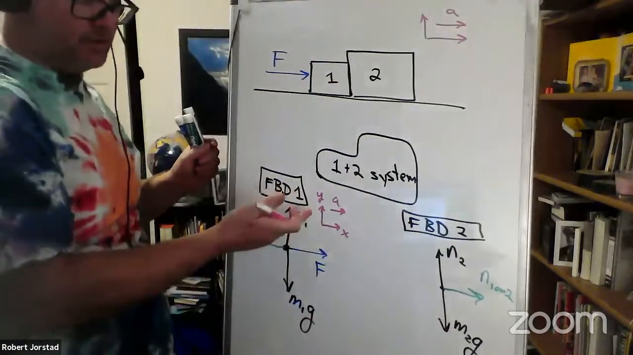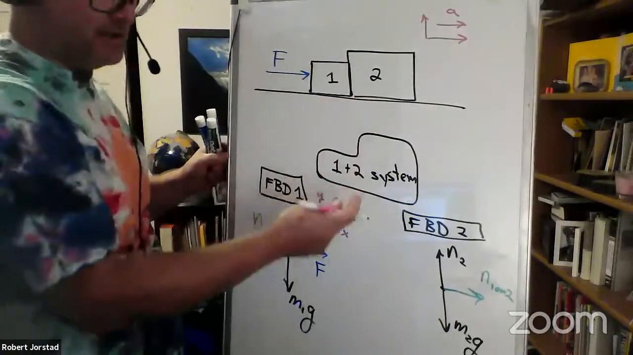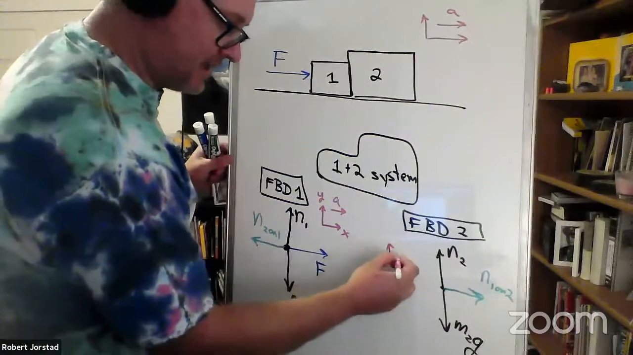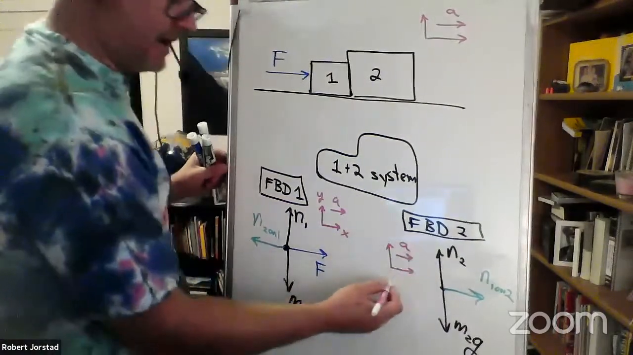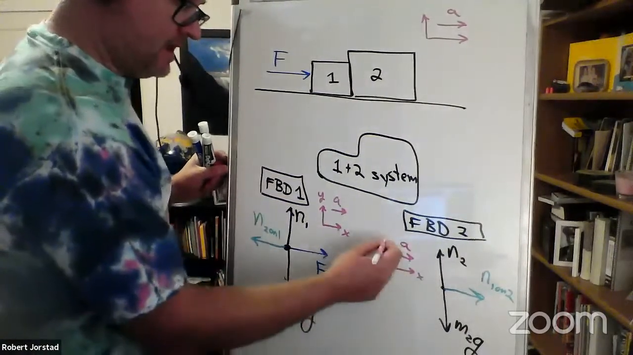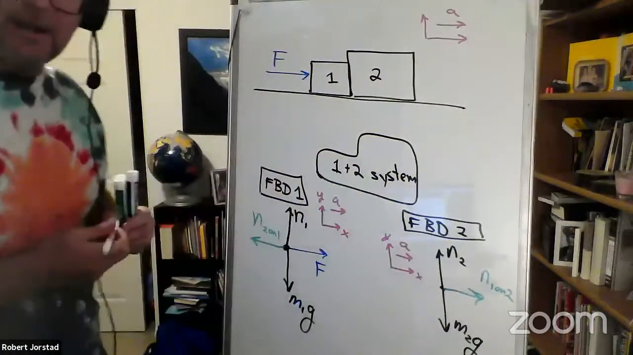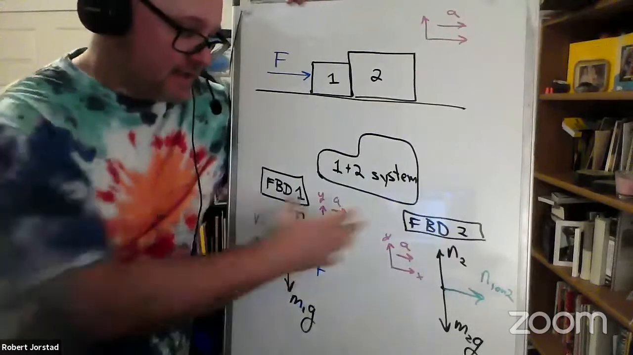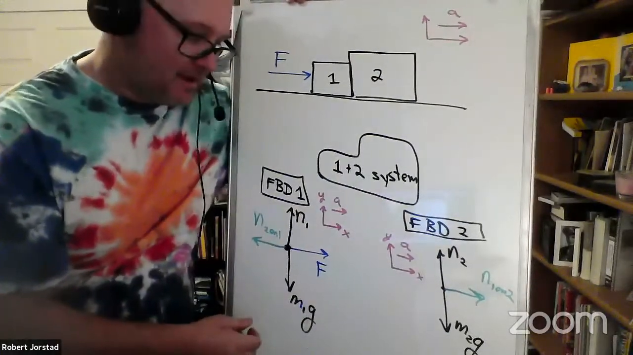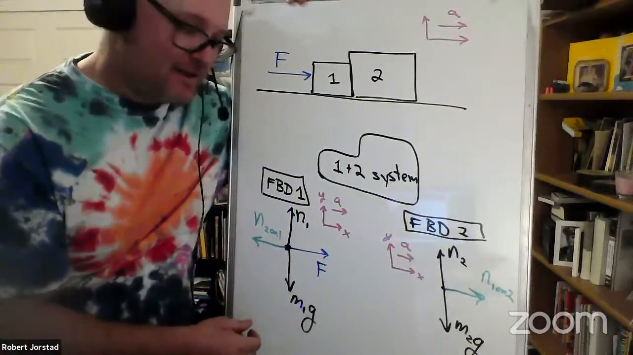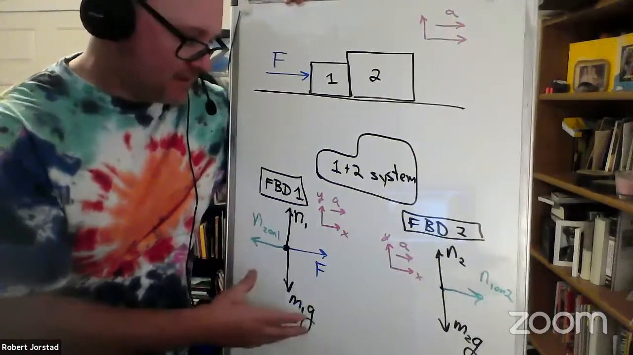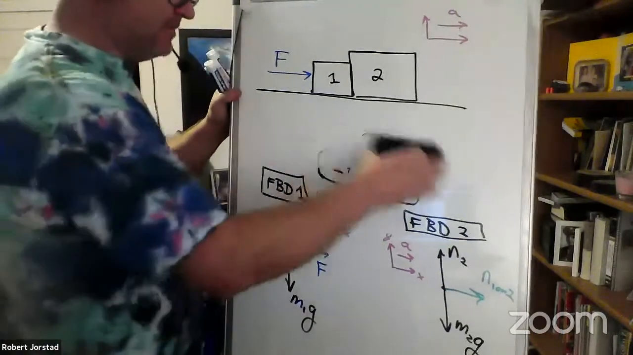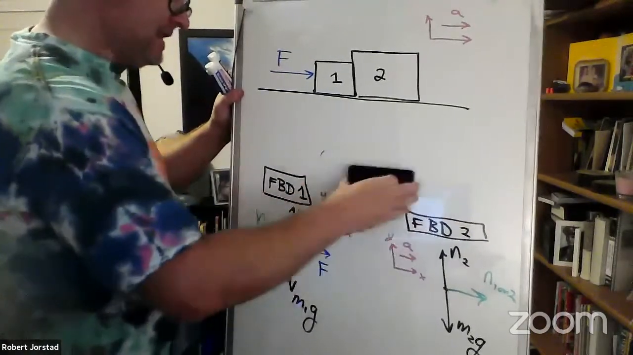Now, here's what's cool. Because these are being pushed and they're moving in unison, they actually have the same acceleration magnitude and direction in this case. So we know that both of these are accelerating to the right. Now, if you take these equations and add them up, I just want to point out that you could actually think of these as being one object right here. The 1-2 system would look like this.